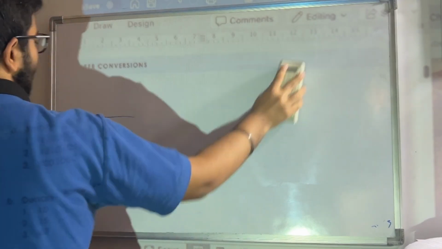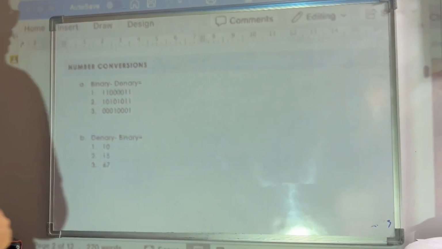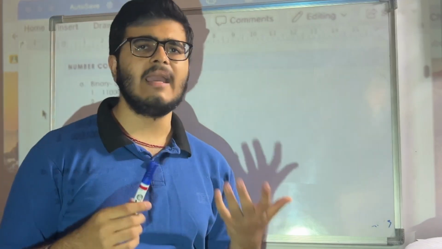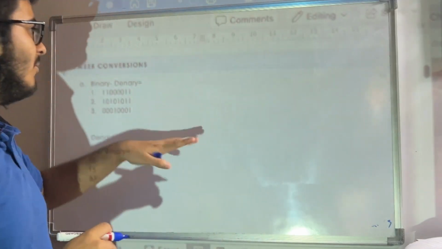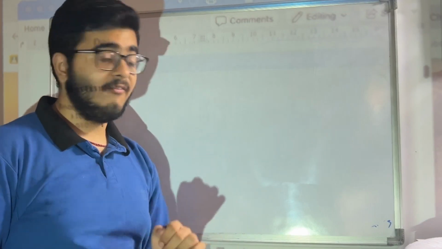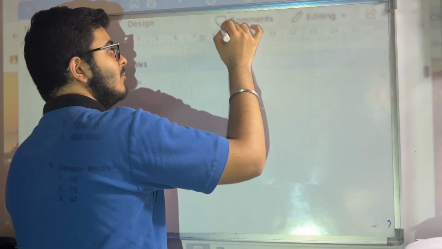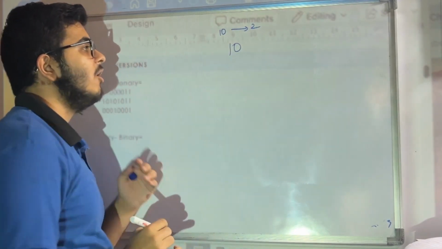Okay, the next question is denary to binary. How do we convert denary numbers to binary numbers? Whatever we did right now, we need to do the opposite of it, but the process is different. So let us see how we do 10. 10 is a denary number. I need to convert denary to binary. How am I going to do that?